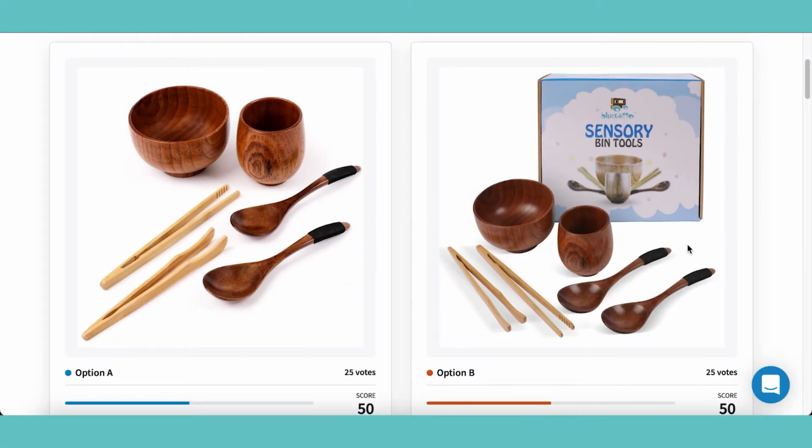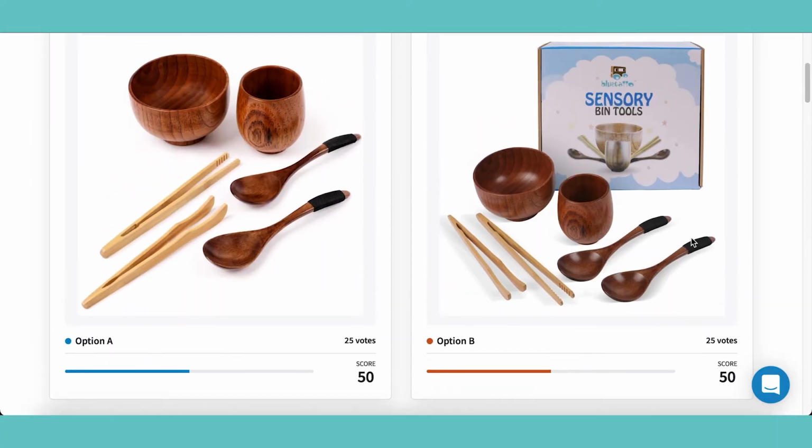So now let me show you another quick example of A/B testing. Okay, so let's look at this example now. In this example, 50% of the people chose one and 50% chose the other. So we actually have a split decision here. It doesn't seem like we can go wrong with either one necessarily, because obviously, every second person is going to prefer the other one.